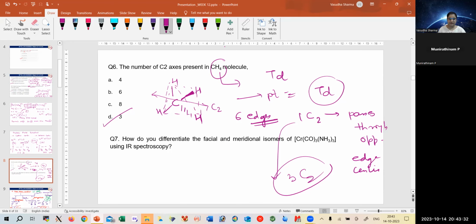C4 means 360 divided by n. So when I'm saying C4, that is 360 divided by 4, that is 90 degrees. So do you feel that after giving the 90 degrees rotation, this has the equivalent configuration in tetrahedron? No, ma'am, it doesn't. So C4 does not exist. C3 exists, 120 degree. C3 exists in the tetrahedral. How, from where does it pass?